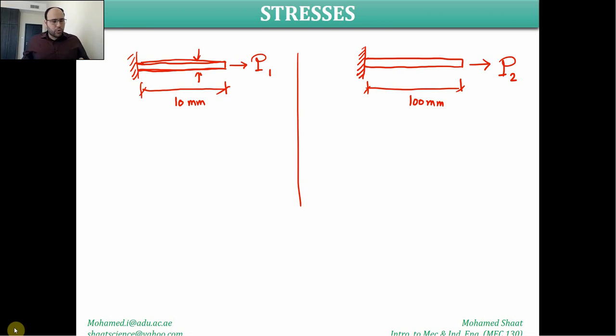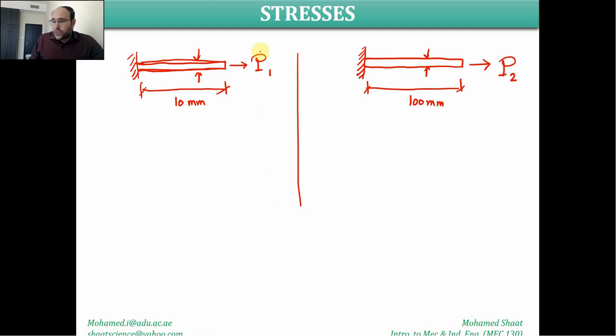So assume that you have two bars having the same diameter, circular, extended like a cylindrical shape, just a bar. And this bar is fixed to the wall from this side, the same for the other bar. Both are made of the same material, but the only different thing is that the length of this bar is 10 millimeters, here it is 100 millimeters. They are subjected to two different forces, P1 and P2. These are forces, not pressures.